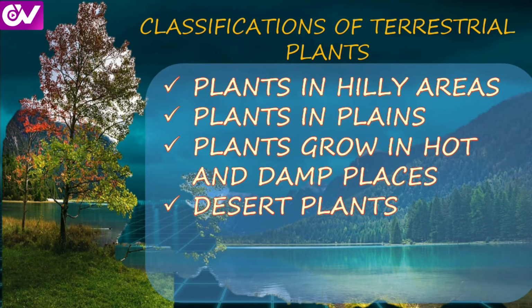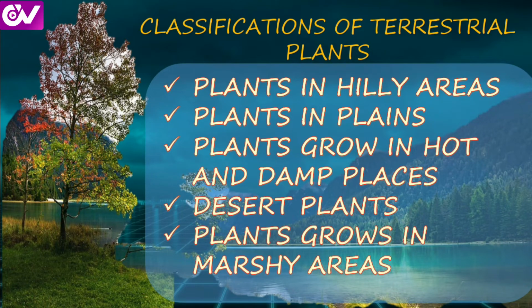Desert plants. Desert means the place with dry areas. Only the soil is available there. And those plants that are grown in these areas are known as desert plants.